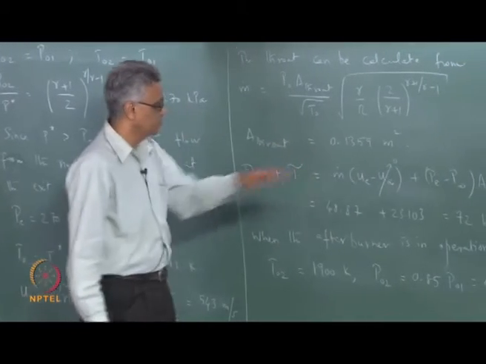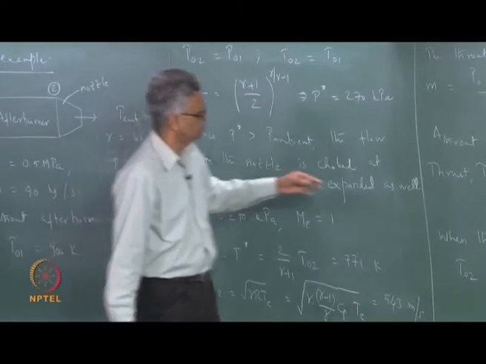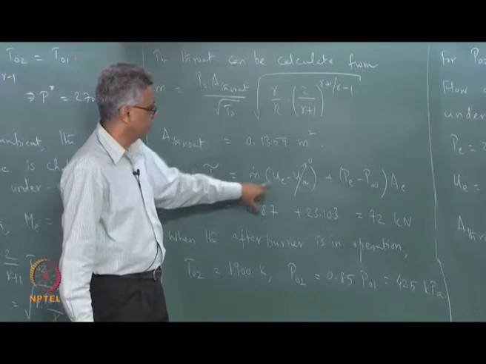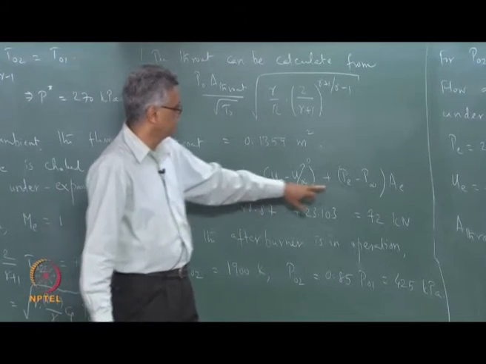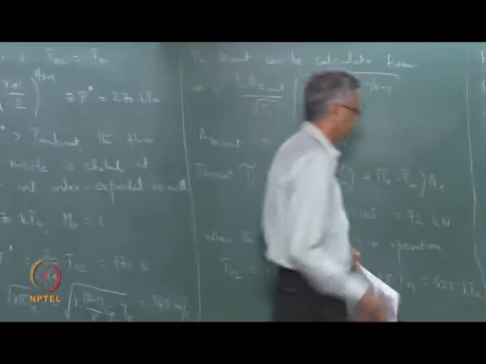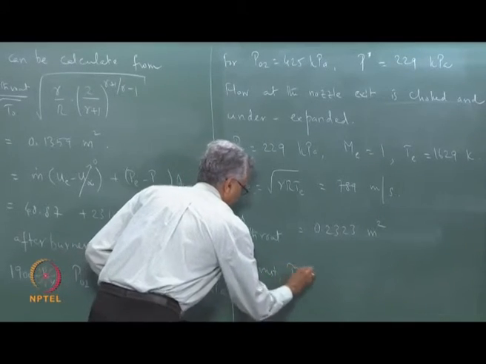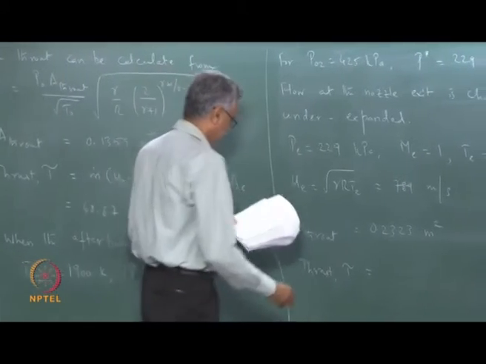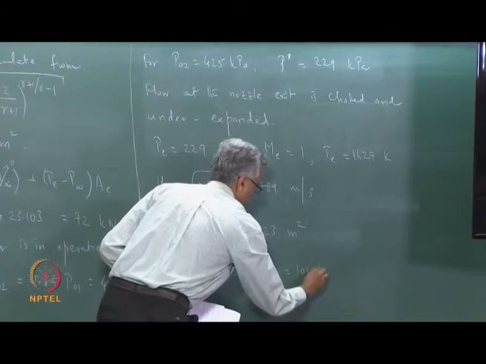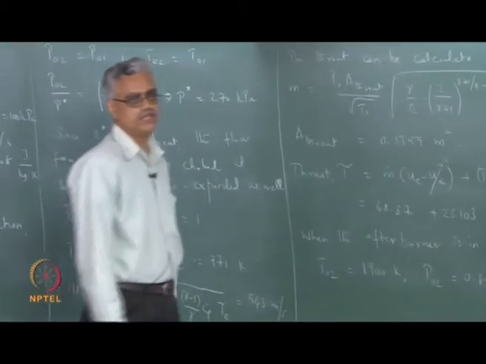If I substitute this value of the exit area into my expression for thrust, which is over here, mass flow rate is the same, I have a new exit velocity, new exit pressure, ambient pressure is the same, I have new exit area. If I substitute these values into this, then I get thrust with the afterburner in operation to be 71 plus 30, that is 101 kilonewton, which is roughly a 40% increase in the thrust.